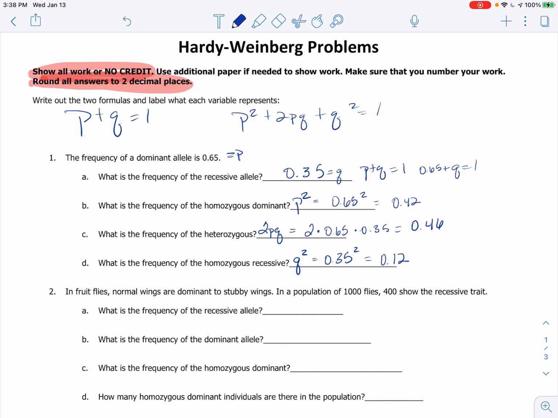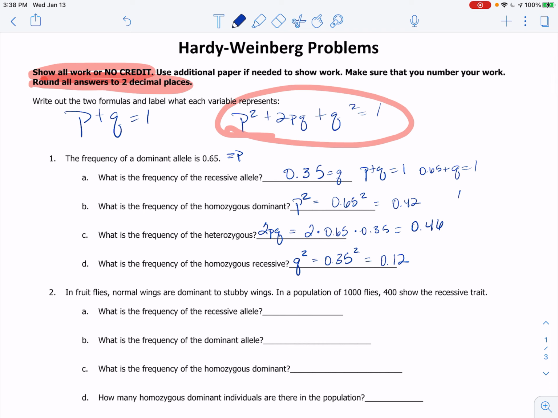Now, we can always double check. Guys, the nice thing about this is that we can double check because this equation should equal 1. So if we add up 0.42 plus 0.46 plus 0.12, well, we've got 6, 7, 8, 9, 10. Carry the 1, 8, 9, 10. Carry the 1, we've got 1.00. So that means we should have done that correctly. Okay, so we're done with that one.